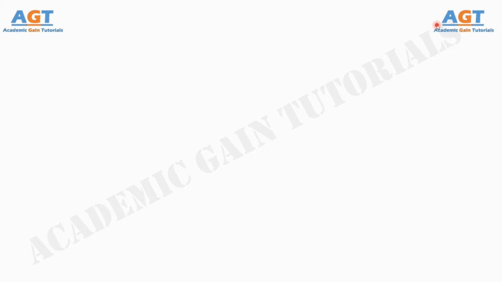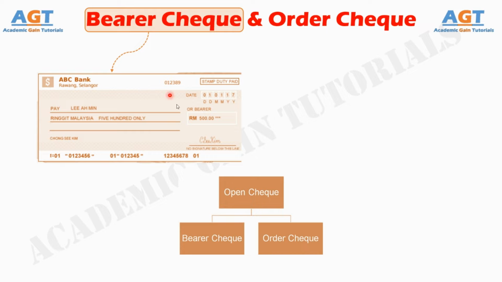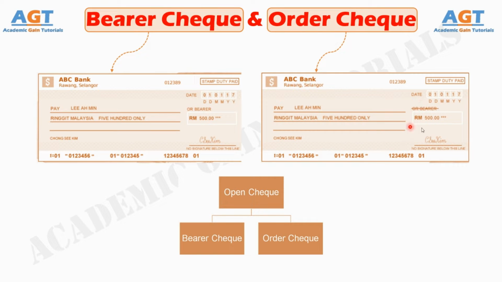In this video, we will look into the differences between bearer check and order check. Bearer checks are the ones on which payment is made to the bearer, that is, the holder of the check who presents it to the bank. But order checks are just the opposite, as only that person whose name the drawer writes on the check as the payee can take the payment.